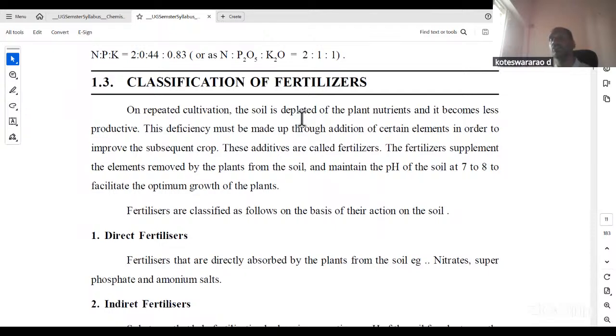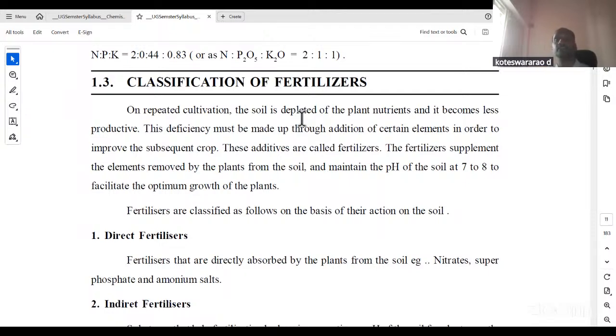These additives are called fertilizers. The fertilizers are the supplements. They supplement the elements removed by the plants from the soil. They maintain the pH of the soil at 7 to 8, that is, between neutral and somewhat above neutral, mild or weak alkaline conditions, to facilitate the optimum growth of plants.